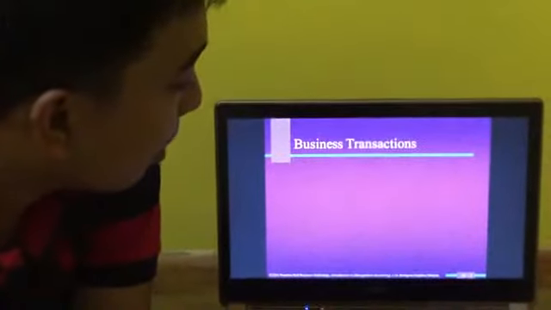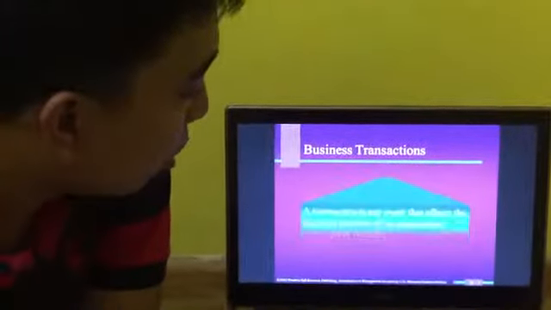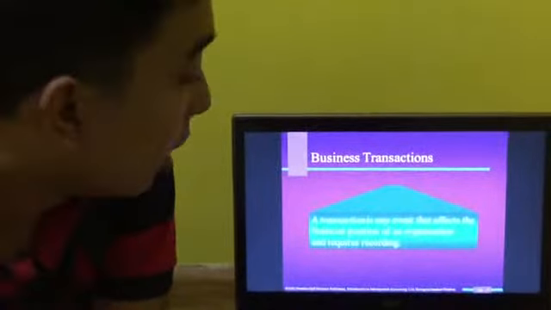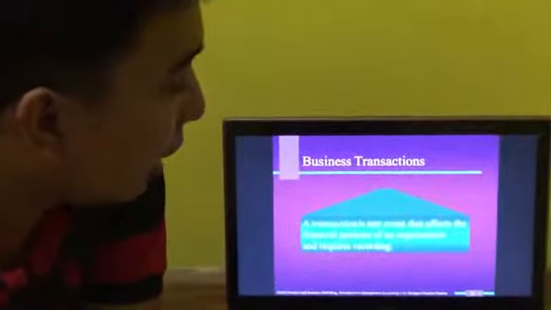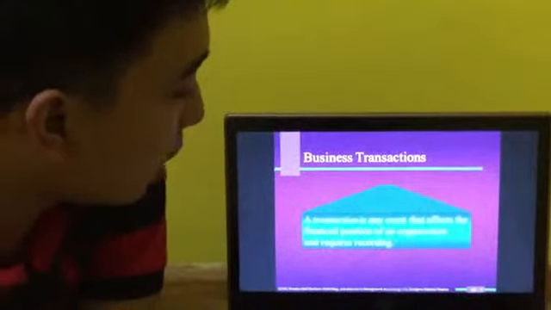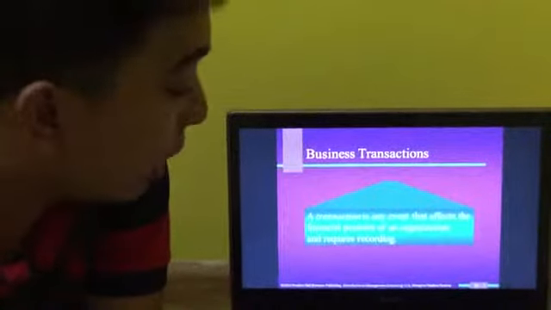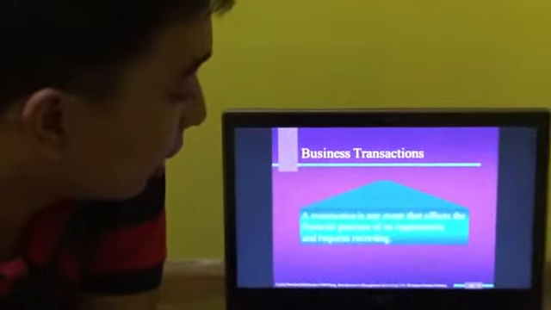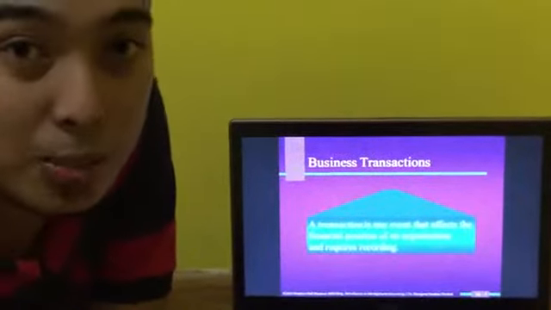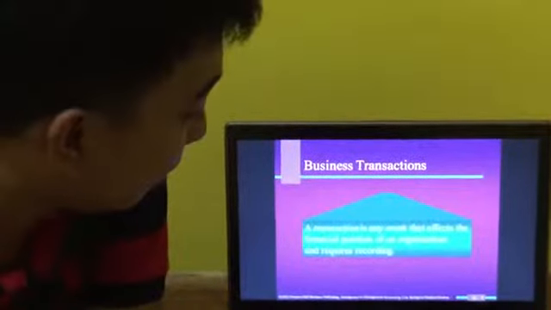The next, business transactions. So what are transactions? A transaction is any event that affects the financial position of an organization and requires recording. So it needs to be recorded. A transaction must be recorded, and it must be recorded chronologically.